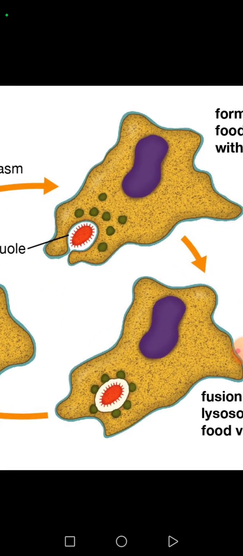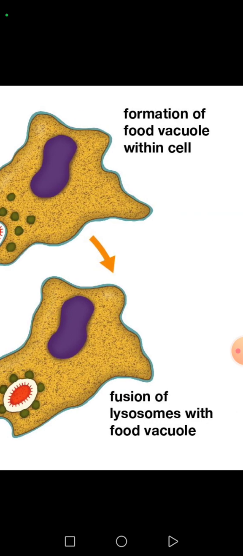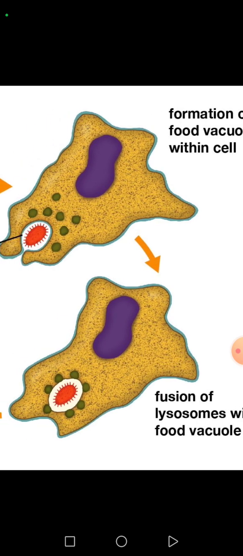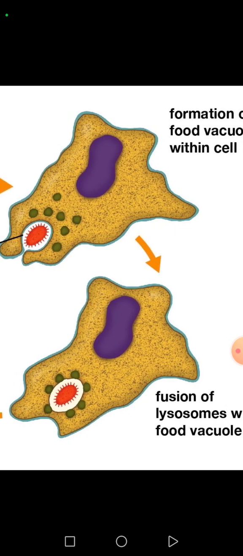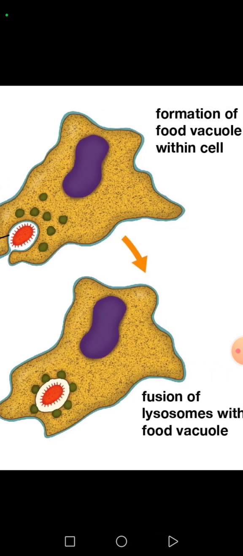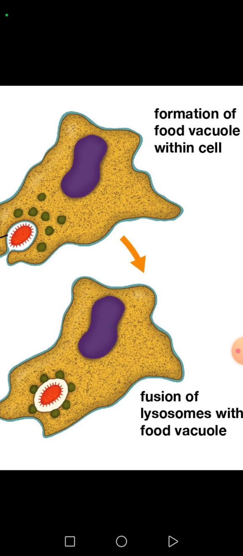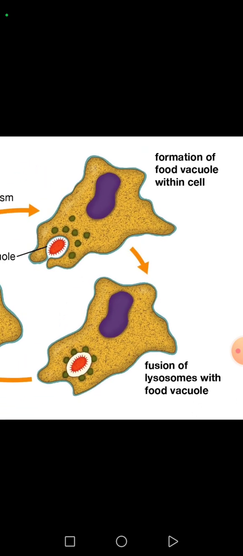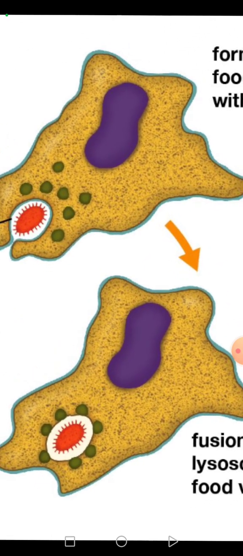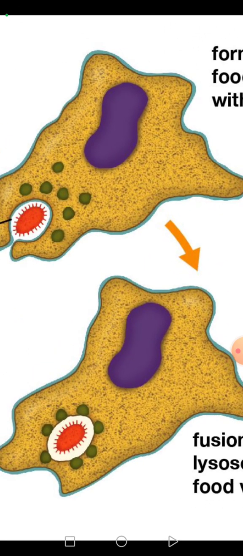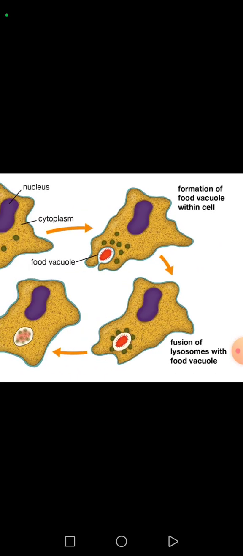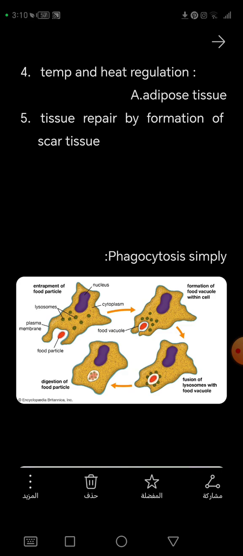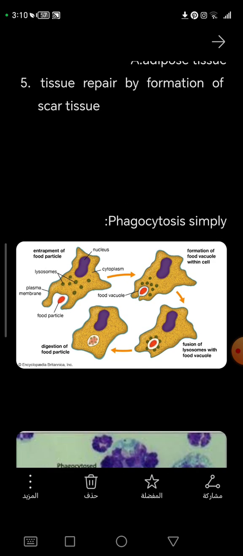We see that the particle is engulfed. So the fusion of lysosome with food vacuole. The food vacuole will be formed in this stage, okay? The particle will enter the food vacuole, so the lysosomes will fuse to the food vacuole. What does fuse mean? Fuse means they attach to the food vacuole. I will try to draw a line on the food vacuole.